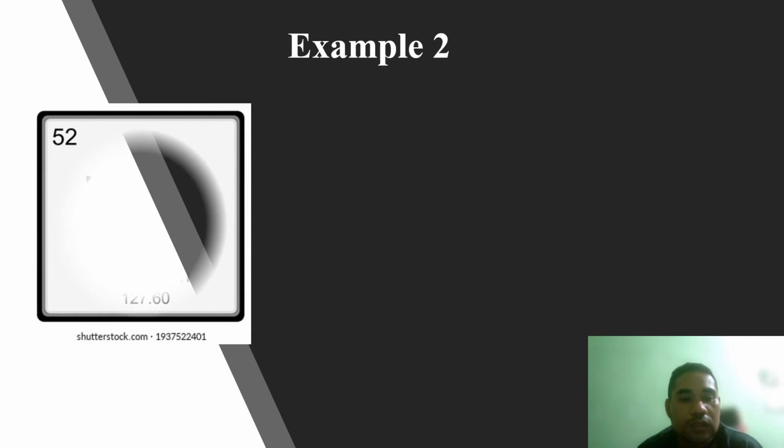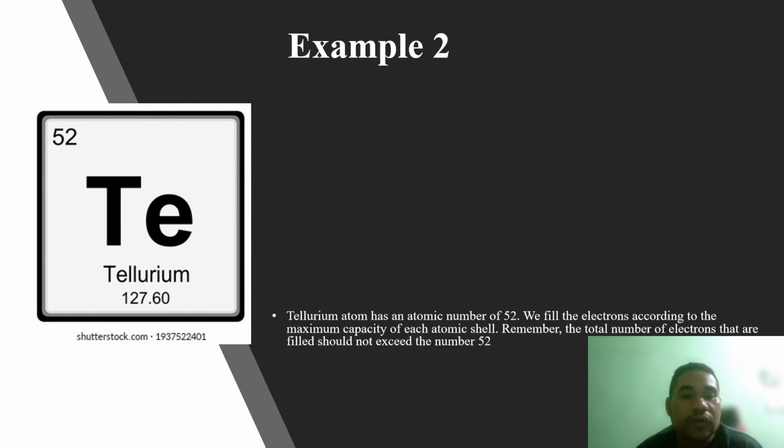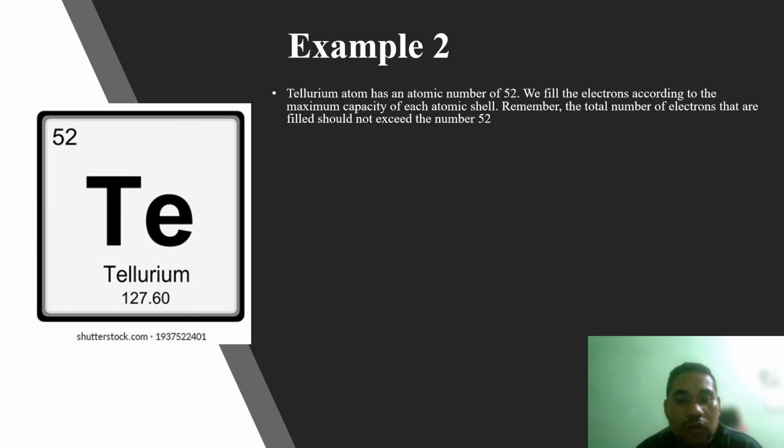Example 2, tellurium. The tellurium atom has an atomic number of 52. We fill the electrons according to the maximum capacity of each atomic shell. Remember, the total number of electrons that are filled should not exceed the number 52.